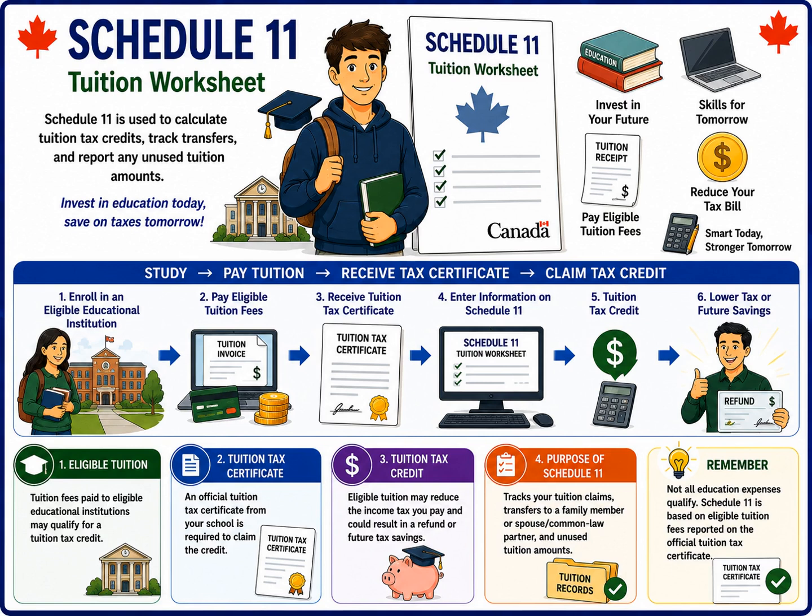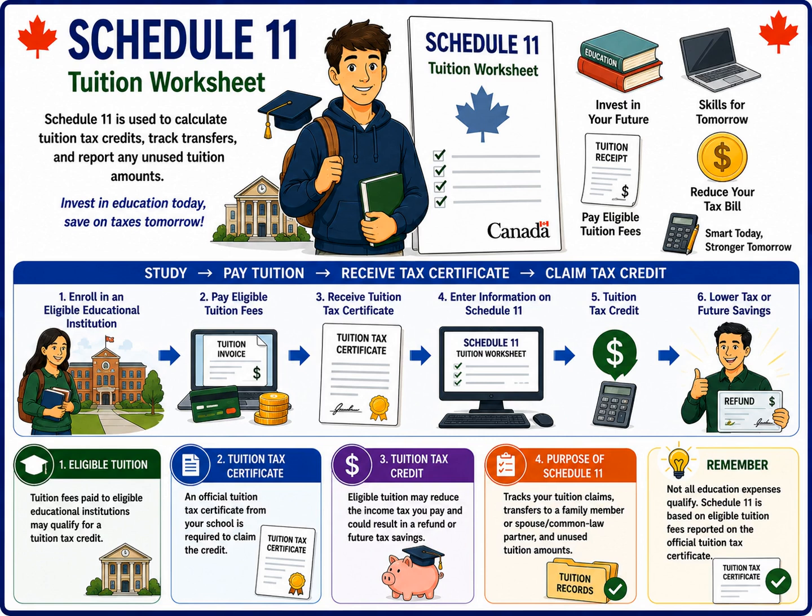The illustration at the top of the slide introduces the key concept. A student attends an eligible educational institution, pays tuition fees, and receives an official tuition tax certificate from the institution. This certificate provides the information required to claim eligible tuition amounts on the tax return. The visual story in the center of the slide shows the complete process.